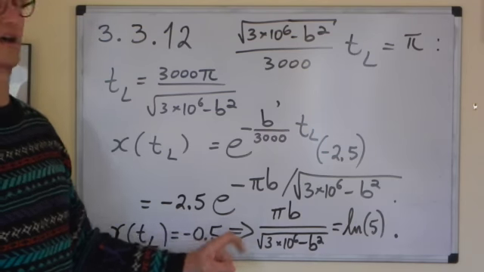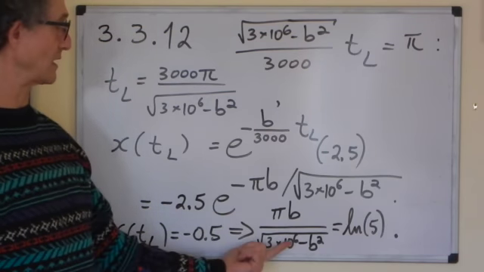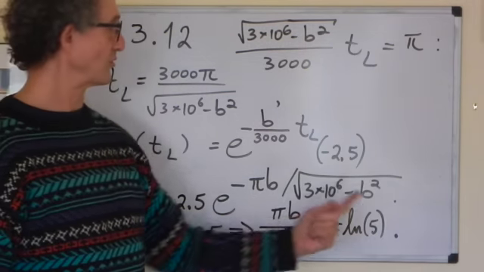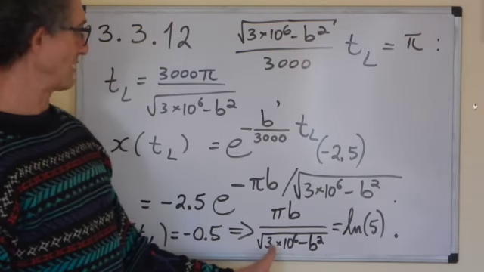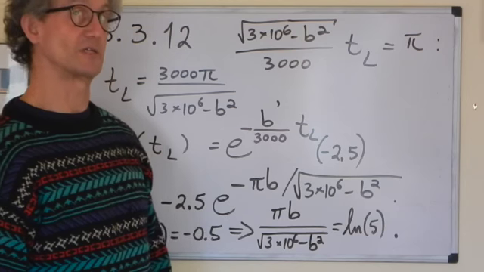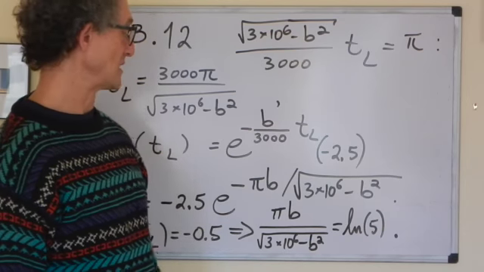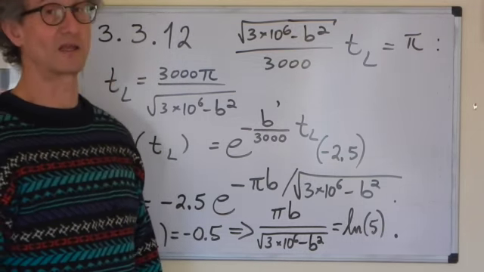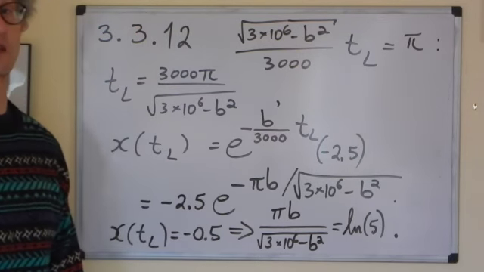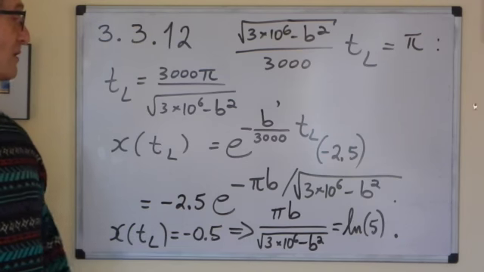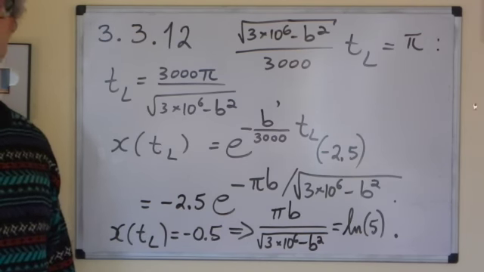This is actually a quadratic in b because we can multiply the square root through and square both sides, and then we have a b squared here, and we have 3 times 10 to the 6 minus b squared on the right hand side. So we can actually solve for b exactly, but we could of course always use some kind of approximation to figure out what b is to any accuracy that we want.